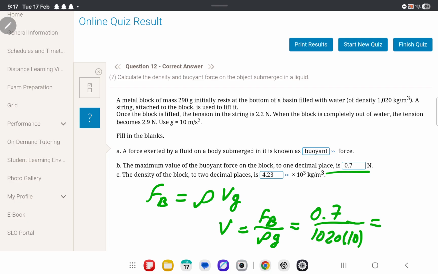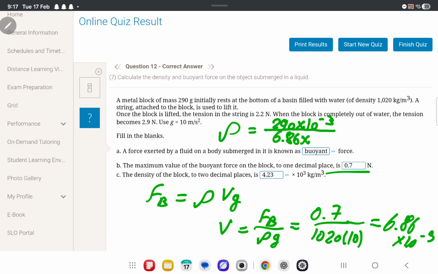So what are we going to get? We're going to get 0.7 over 1200, right? Because 1020 times 10. That gives 6.86 times 10 to the power of negative 5. Now, what do we do here? Not too hard. We found the volume. Density is mass, which is 290 times 10 to the power of minus 3, over 6.86 times 10 to the power of minus 5.